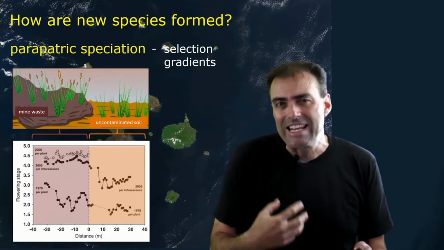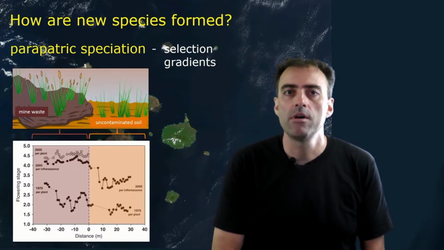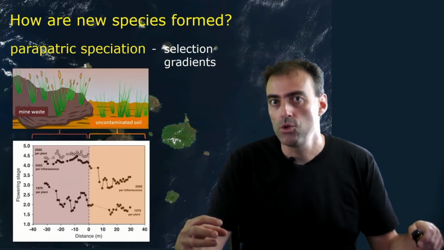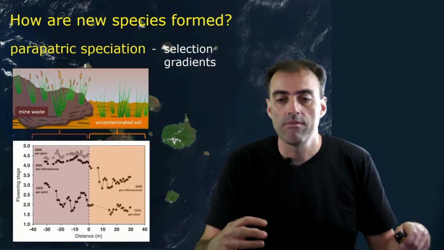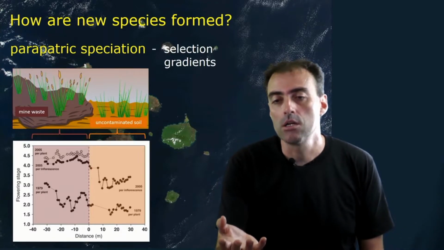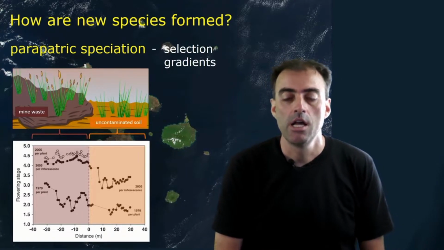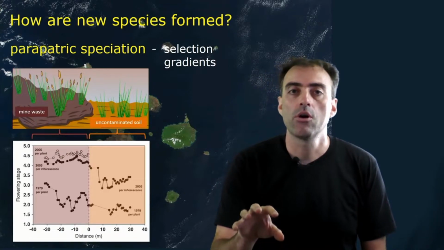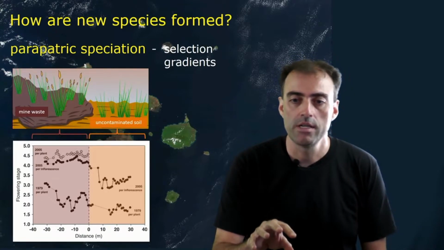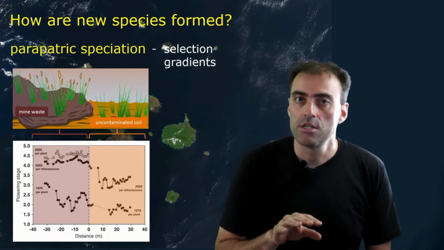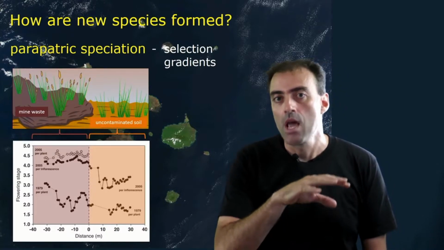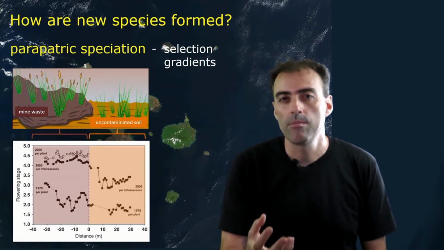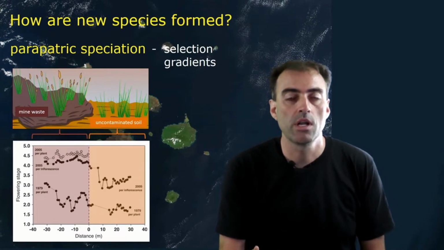Parapatric speciation, now we're starting to get a little bit more complicated. This is effectively a population or a species strung out along a habitat gradient or environmental gradient. The really nice example that I use here is a single species of grass occurring on the fringes of an old mine site. Now, the grass has started to impinge on the mine site. It's no longer active, and we find that there are differences in the timing of flowering and subsequently pollination.